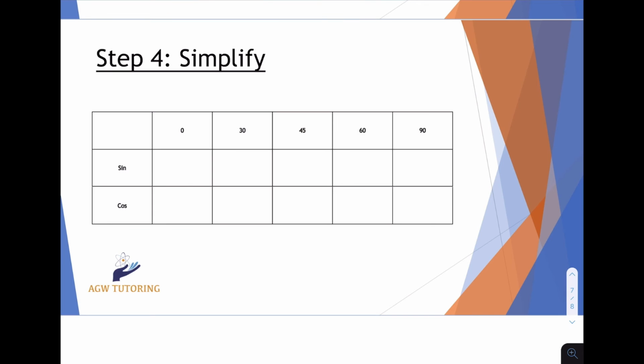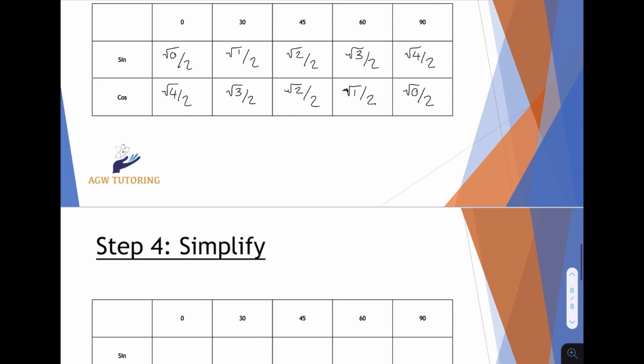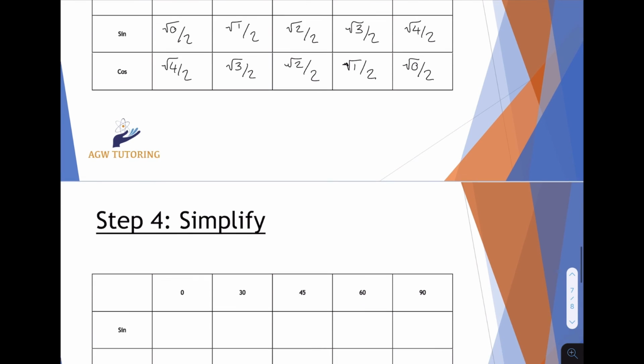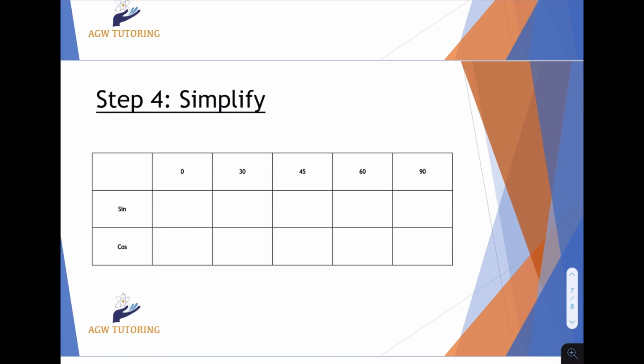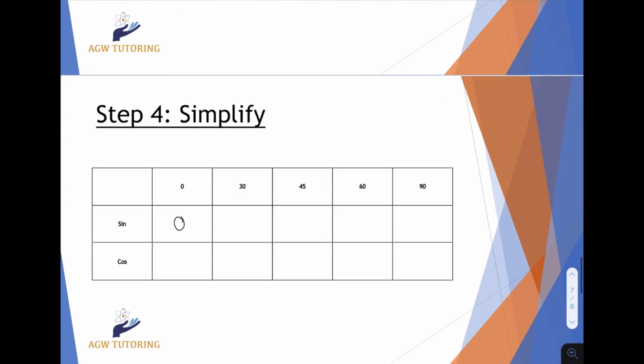In the final step, we're going to be then simplifying what we got in the previous table. So we've got root 0 over 2. Now we know that root 0 is just equal to 0, and 0 divided by 2 is also equal to 0. So we write that as 0. Then we've got root 1 over 2. So root 1 is just equal to 1, so we're left with a half.